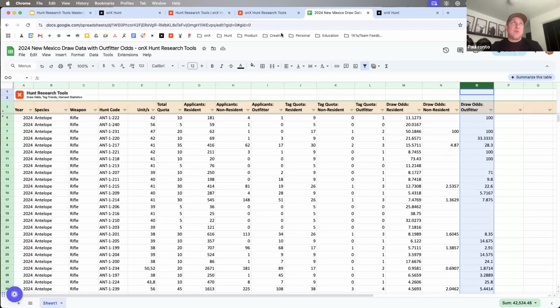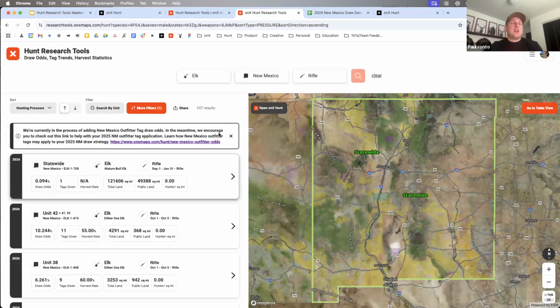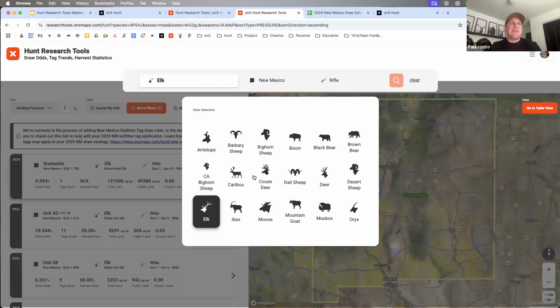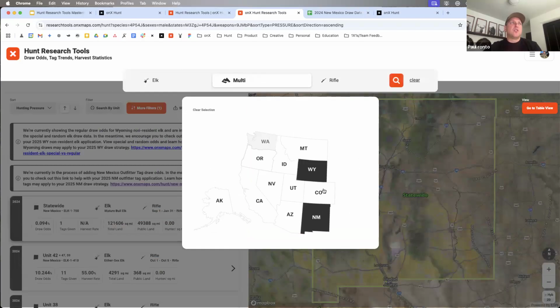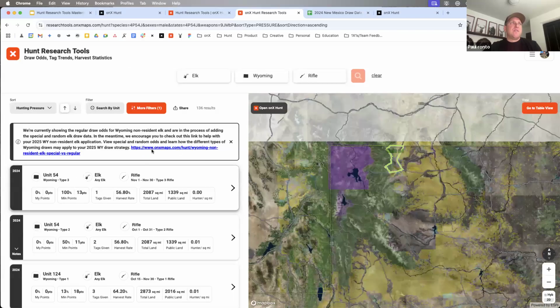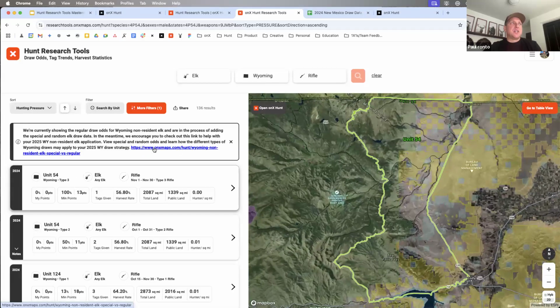So this tool's new. It's only been around for a year. We're still building all this functionality into it. So if there's some data that isn't available, we're going to give it to you in this manner. We did the same thing for Wyoming. So you'll notice if I go to Wyoming, we've got a notification here as well.